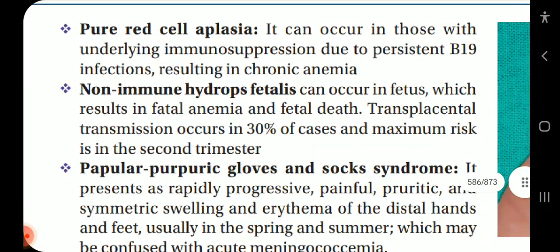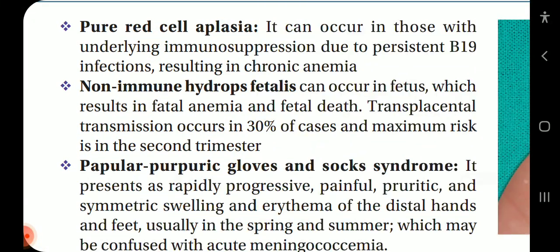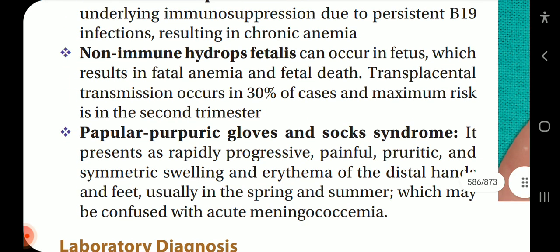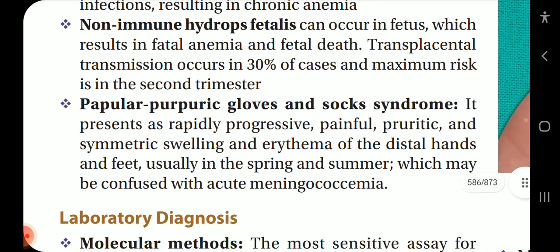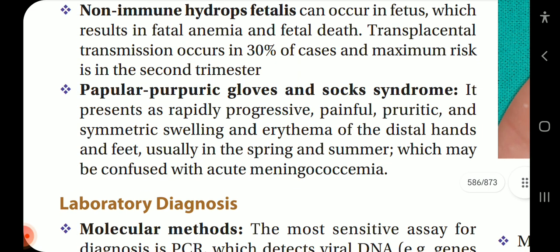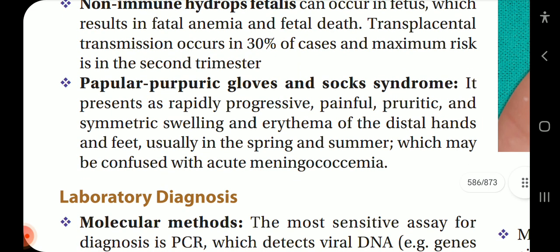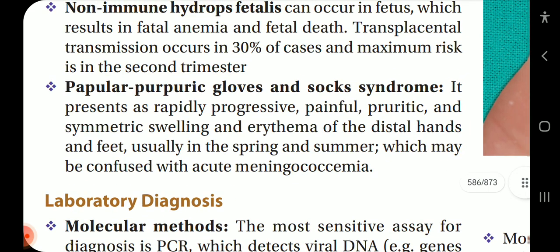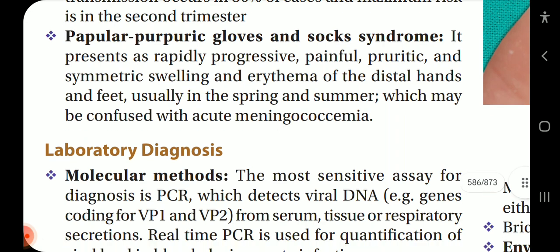Now, pure red cell aplasia. It can occur in those with underlying immunosuppression due to persistent B19 infection, resulting in chronic anemia. Non-immune hydrops fetalis can occur in fetus, which results in fatal anemia and fetal death. Transplacental transmission occurs in 30% of the cases, and maximum risk is in the second trimester.